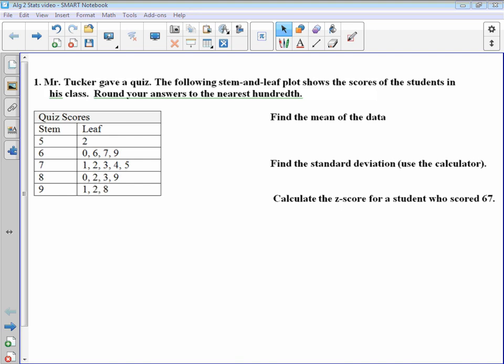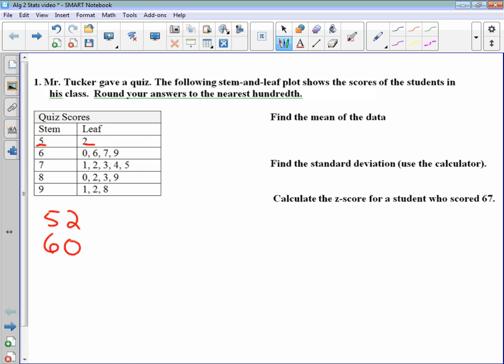So, the first problem is Mr. Tucker gave you a quiz. The following stem and leaf plot shows the scores of students in his class. Round your answers to the nearest hundredth. So the first thing we have to do is convert the stem and leaf into data points. If the stem is 5 and the leaf is 2, that means 52 is a data point.